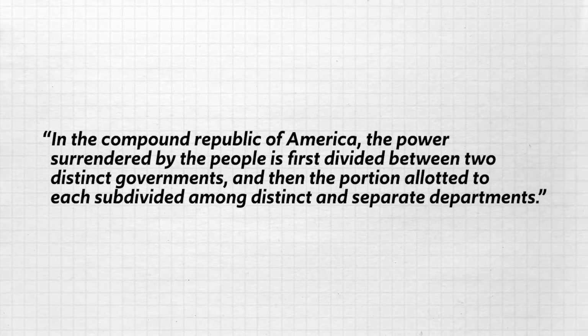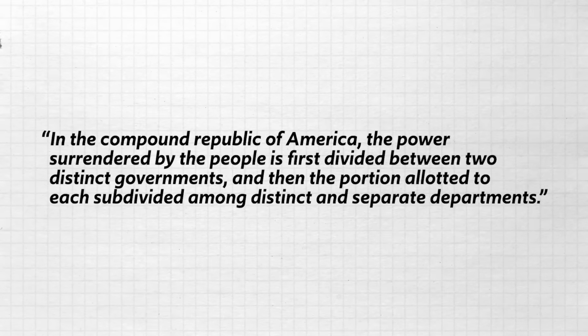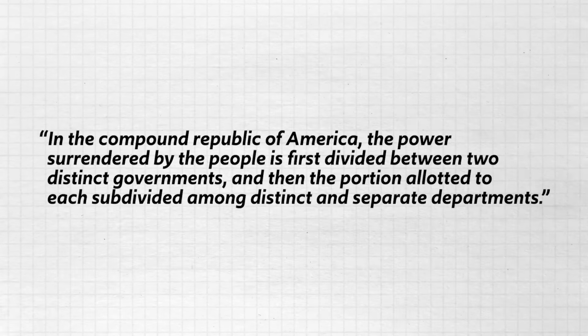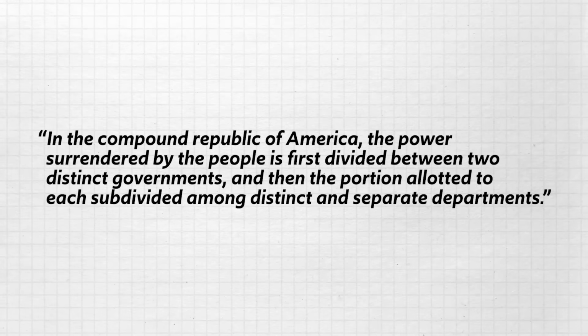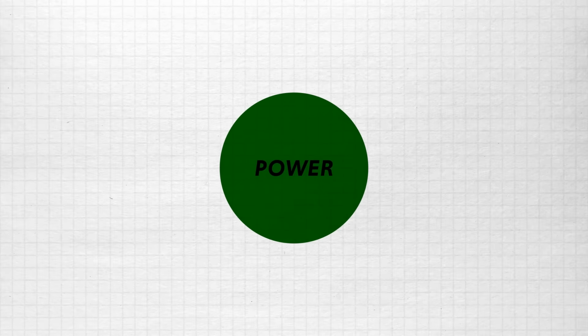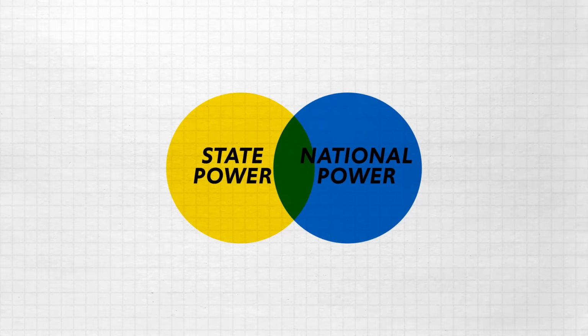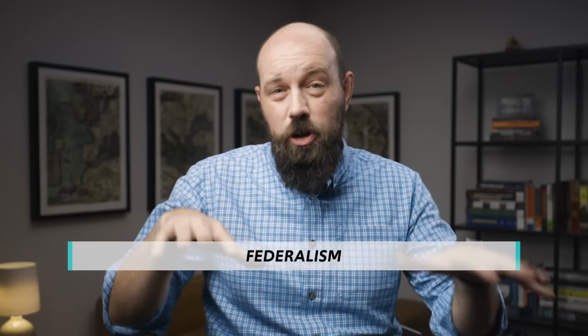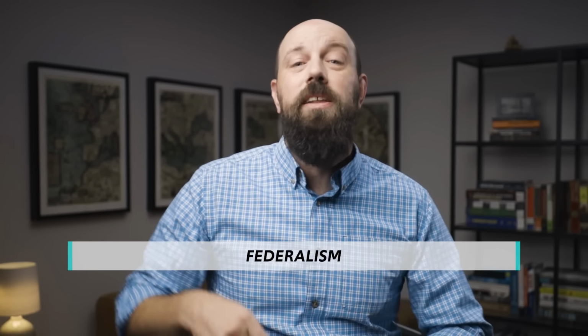And if your heart is already beating fast at all that subdivision of power, well then Madison goes even further and keeps chopping. In the compound Republic of America, the power surrendered by the people is first divided between two distinct governments, and then the portion allotted to each subdivided among distinct and separate departments. So not only is the federal government's power divided among the branches, power is then further divided between the national government and the state governments, which is a system of governance called federalism. So with power divided and apportioned to so many different actors, liberty will necessarily be upheld, even though the Constitution is placing more power in the hands of the federal government than there was under the Articles of Confederation.